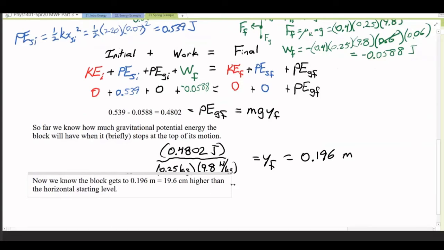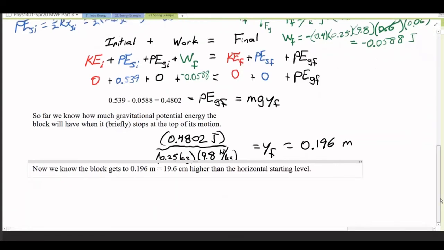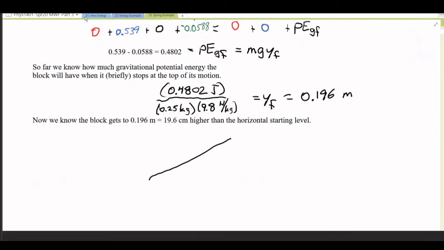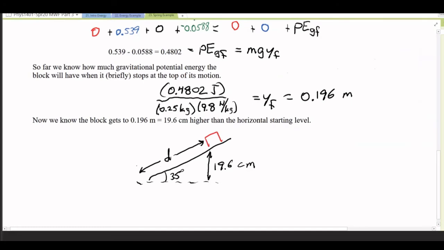Now we know how high it gets vertically. Now, let's do a drawing of this ramp because I lost that drawing. We have a ramp here, and our block is going to get up to here. And right now, we know this distance. So this is our 19.6 centimeters. And we know this angle, 35 degrees. And we want to know this distance here. How far up the ramp, measured along the ramp, does this block get?